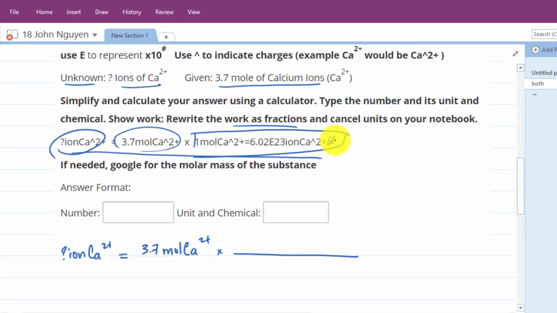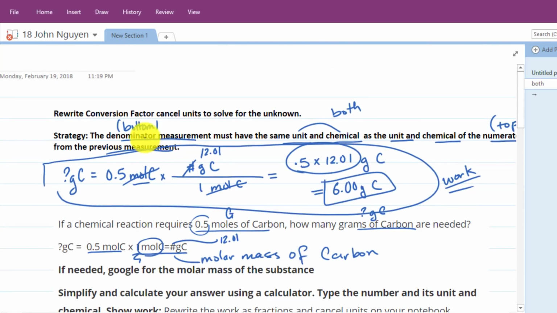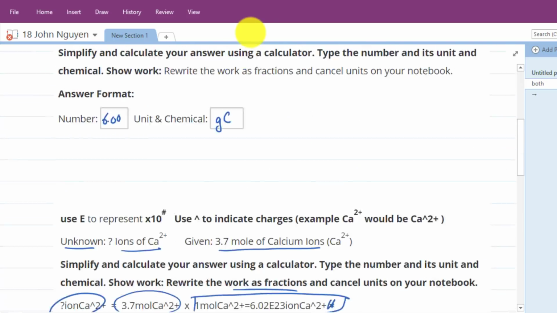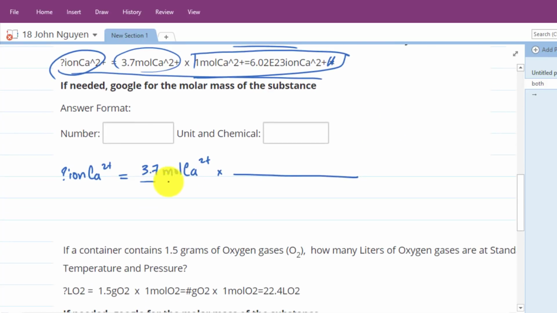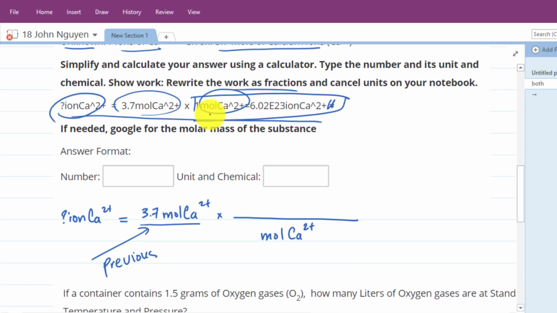We have to look at which size or which measurement of the conversion factor go on the bottom. And the same strategy as before: the denominator must have the same unit and chemical as the numerator from the previous measurement. In this case, this is our previous measurement. Okay, let me write this out for you. So our numerator over here must have moles of calcium. So I know for sure that one of the measurements must have moles of calcium 2+. If it's not, then we did something wrong with the flowchart setup. And there you go. We have moles of calcium 2+.